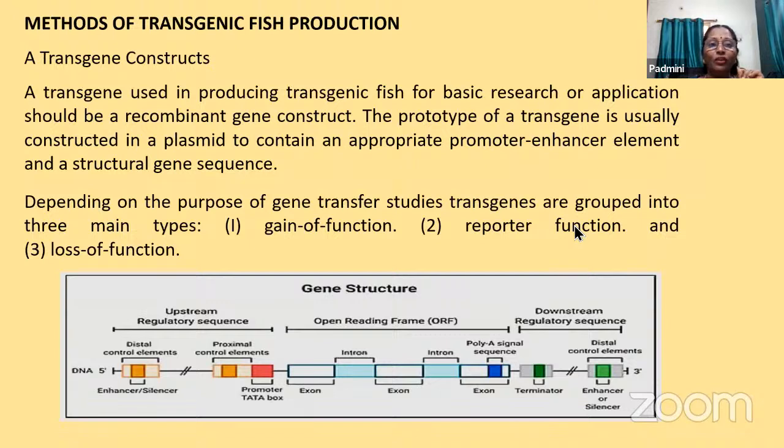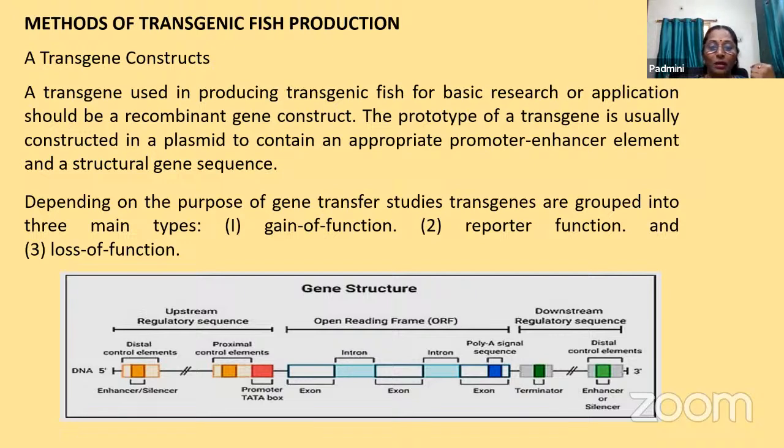Okay, so methods of transgenic fish production. How are we going to do transgenic fish production? We talked about 3 types. Now we are going to talk about methods, how we are going to construct this transgene in the fishes. Depending on the purpose of the transgene studies, you're going to talk about 3 main types: gain of function, reporter function, and loss of function.